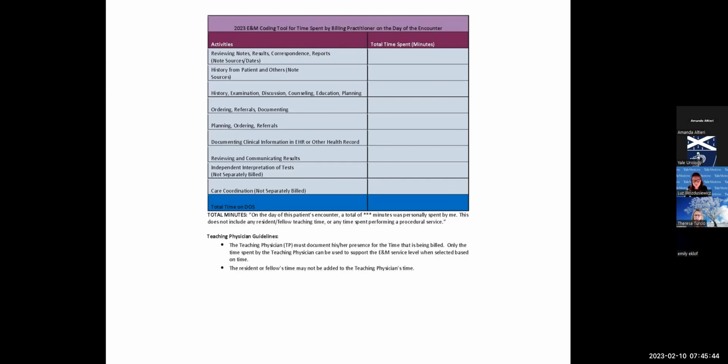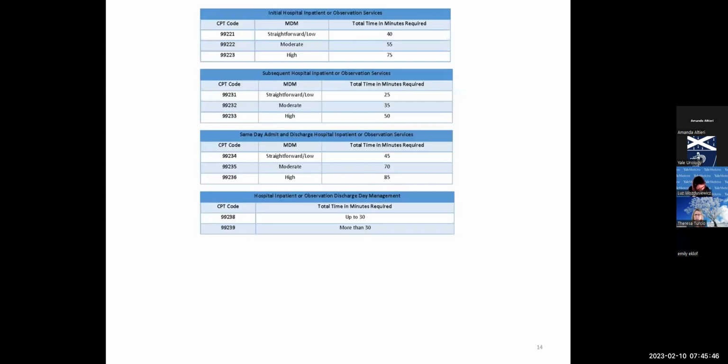And then if we move to the next slide, Amanda, this brings up the times associated with the inpatient criteria. Since you can bill based on total time spent on the day of the encounter. First set of codes are your initial hospital codes and your subsequent hospital codes, observation codes, and discharge codes. The CPT book has combined inpatient and observation criteria, so it is similar based on the levels.